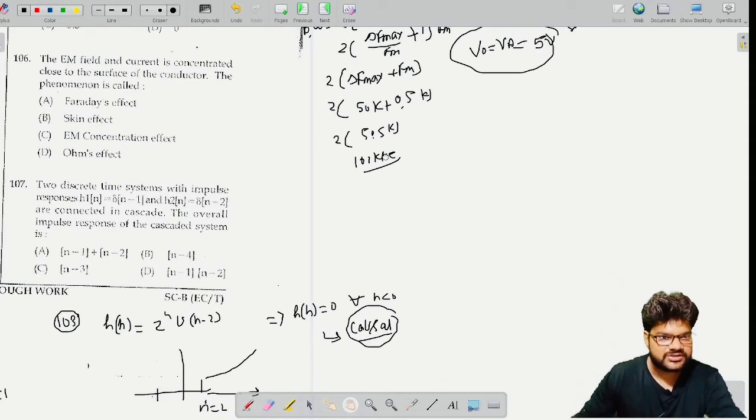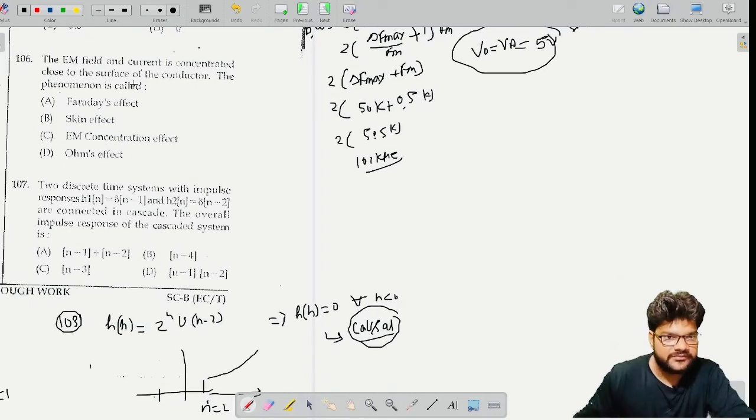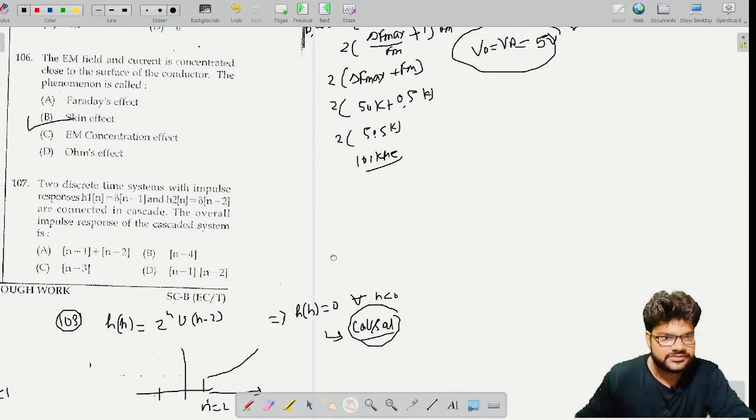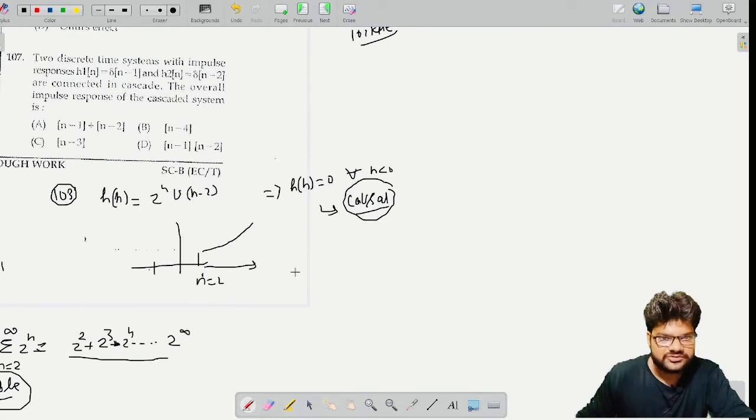So let us go to the next question, number 106. The EM field and current are concentrated close to the surface of the conductor. The phenomenon is called what? We know that when current is distributed within a conductor such that it is more at the surface and decreases with the depth of the conductor, this is called the skin effect, right? So this was a theoretical question. Now let us go to 107.